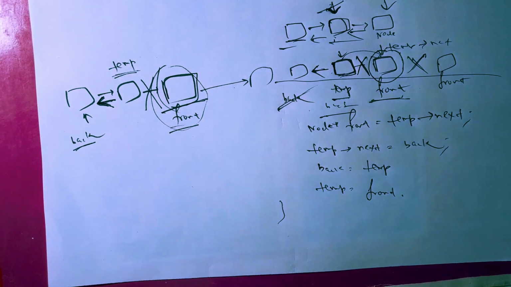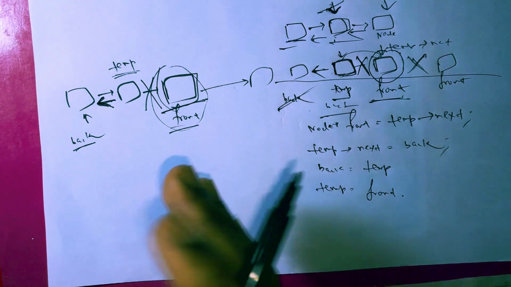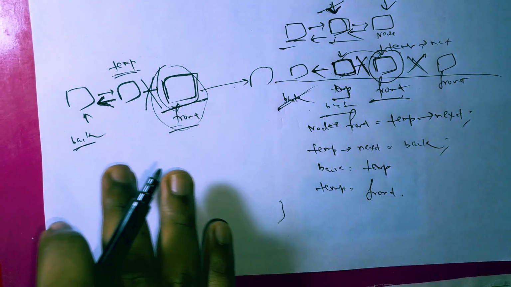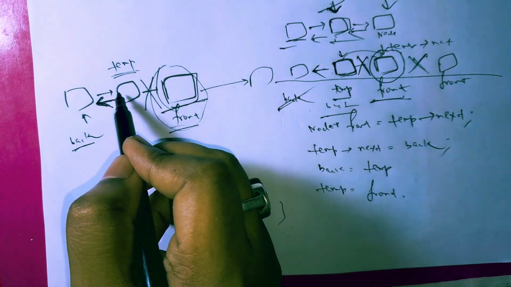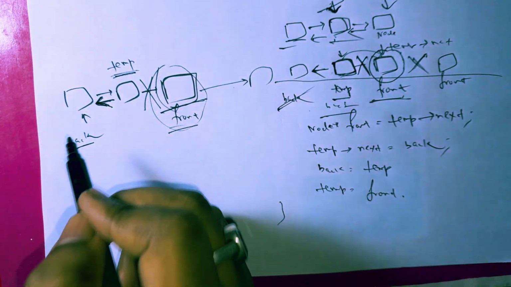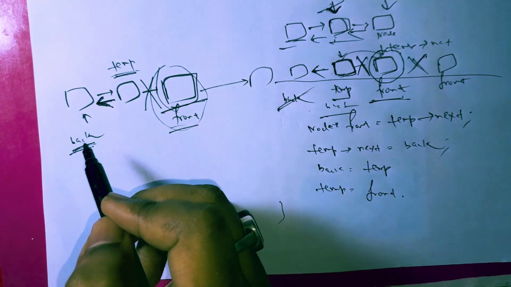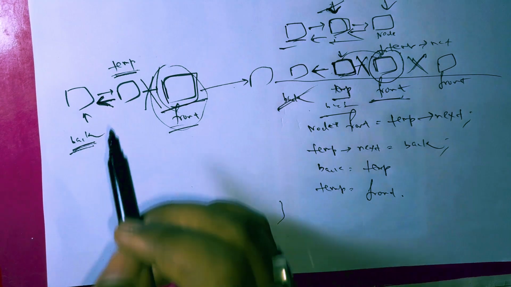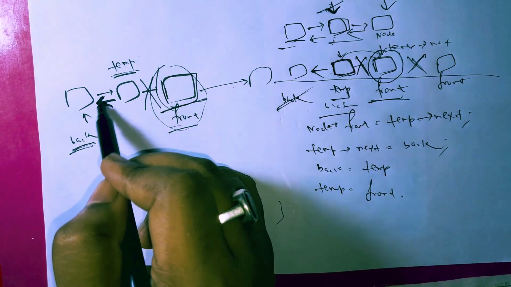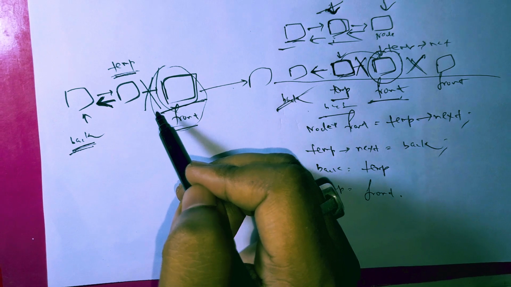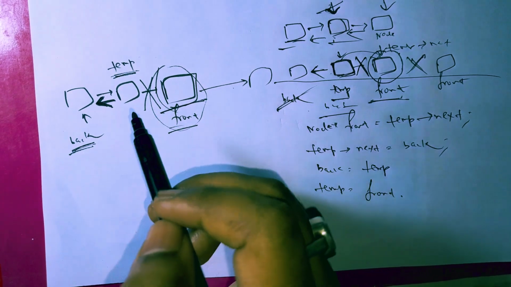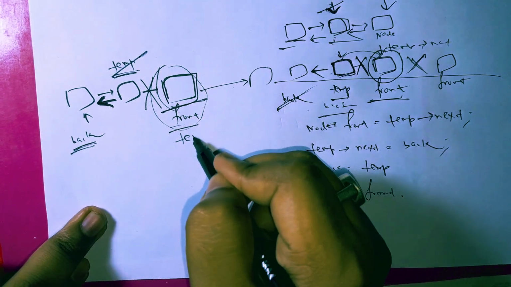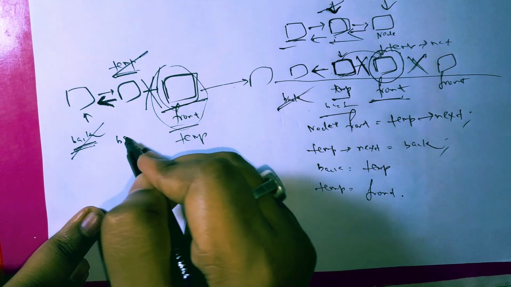You have to visualize it, okay? Because in the broader concept, you cannot draw the whole link list. So what you will do simply is temp next is equals to back, by which you can reverse the pointer. And what you will do next, you will move your temp here, you will move your back here.